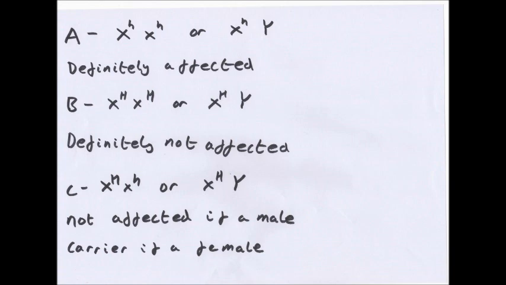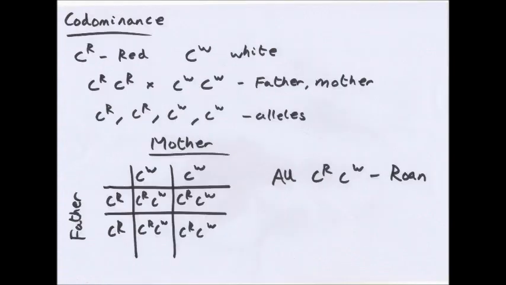Now, codominance. We've kind of already gone over this very briefly because it's not difficult. In this case, we've got, in cows, CR is red, CW is white. Now, if you have homozygotes again, CR CR is a red father, CW CW is a white mother. The alleles are CR and CW, and you can see all the organisms are roan coloured, is what we call it.